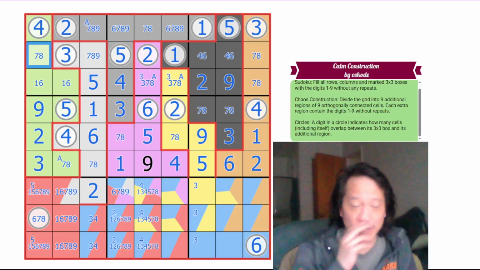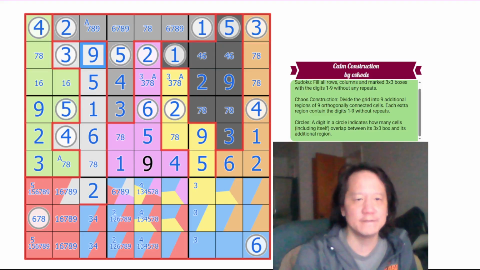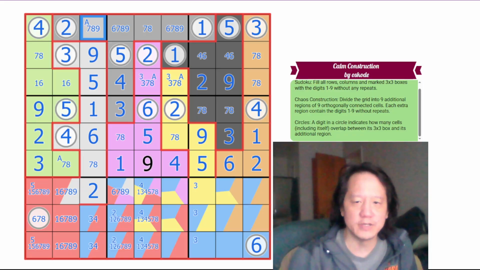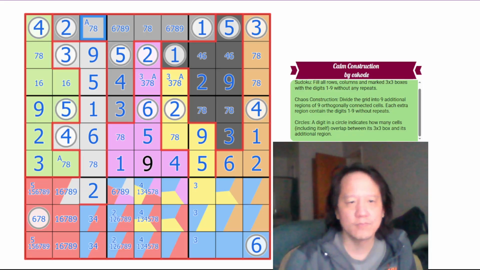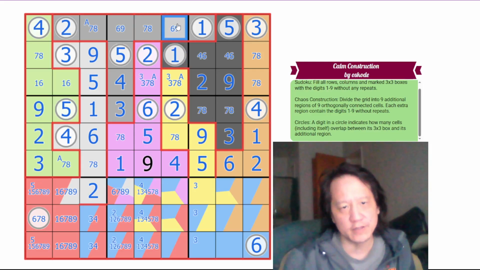So this has to be 7 or 8. We have a 7, 8, 7, 8 pair in row 2, which eliminates 7, 8 in the rest of the row. So this is 9. This can no longer be 9 here. So this A actually matches with this A. Interesting. Which is matching with that A. This is a 7, 8 pair in row 1, which eliminates 7, 8 in the rest of the row. So this is 6 or 9 there.